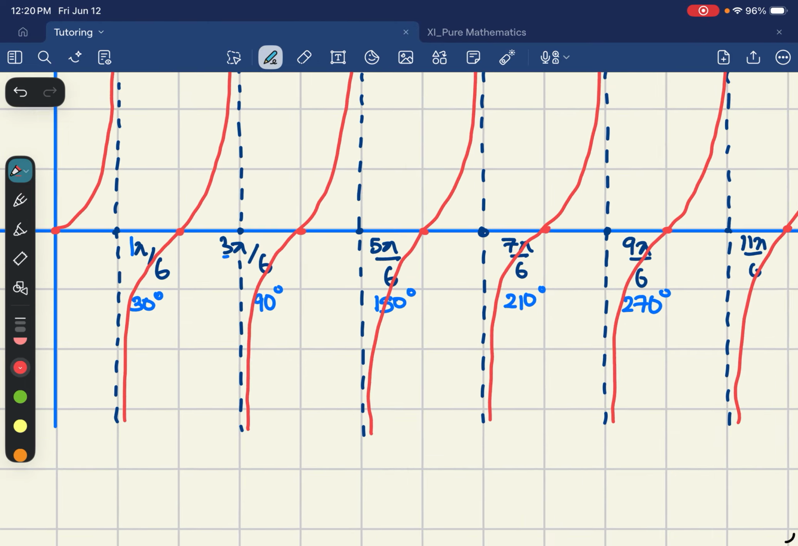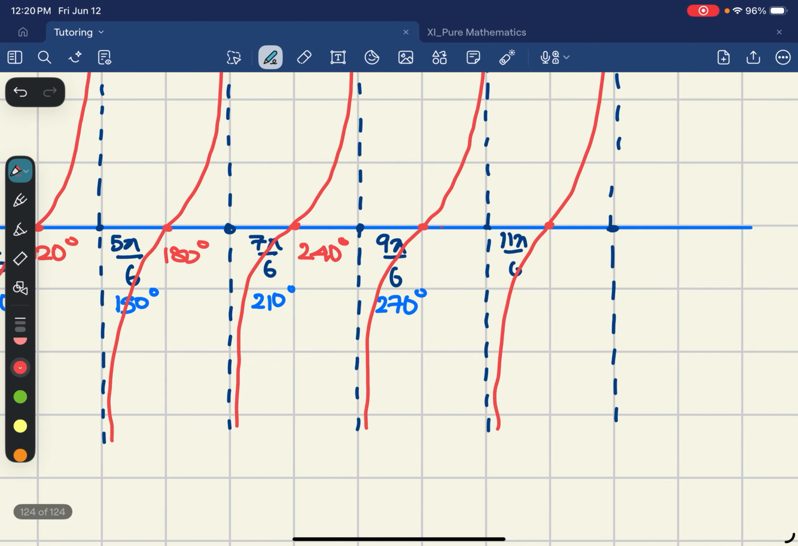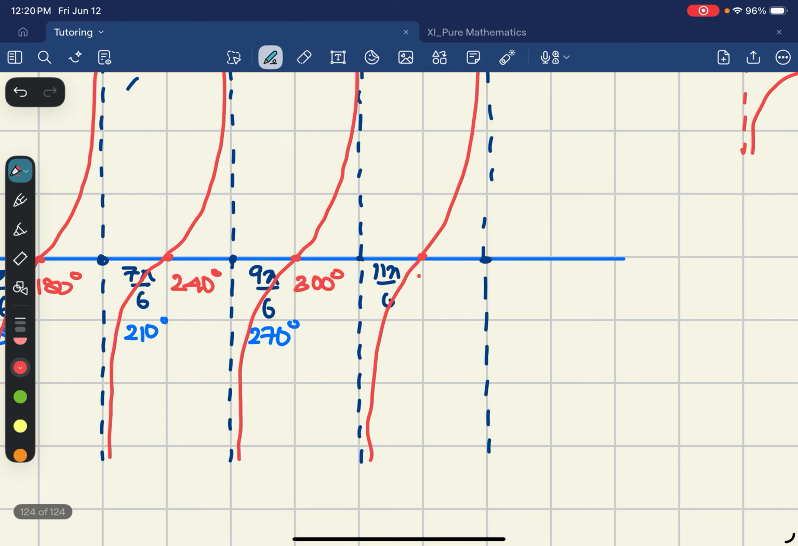And you can just figure out the middle points. What is between 60 and 90? Well, that is 60 degrees, 30 and 90, 60 degrees. This is going to be 120 degrees, right? Between 90 and 150. So this is 180 degrees. This is 180 plus 60 is 240 degrees. This is 300 degrees. And this is 360.